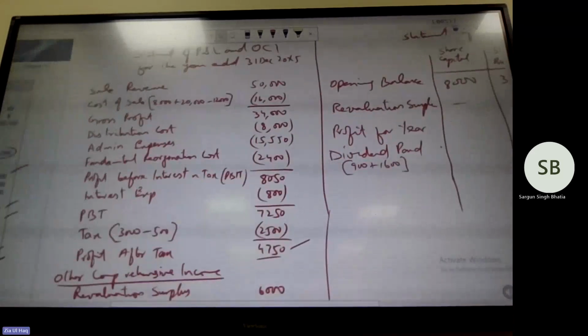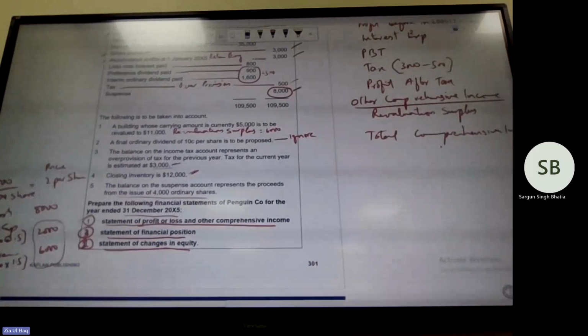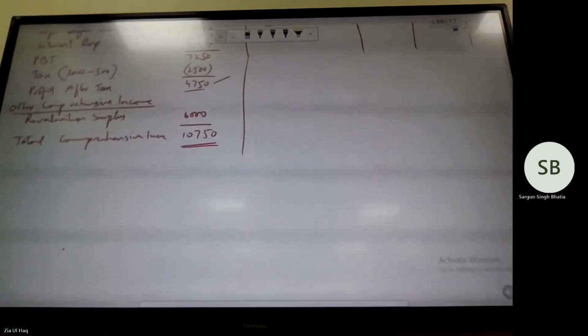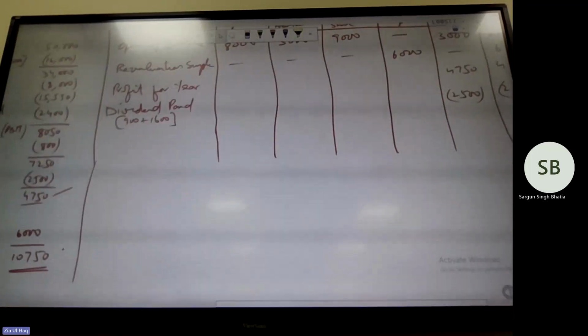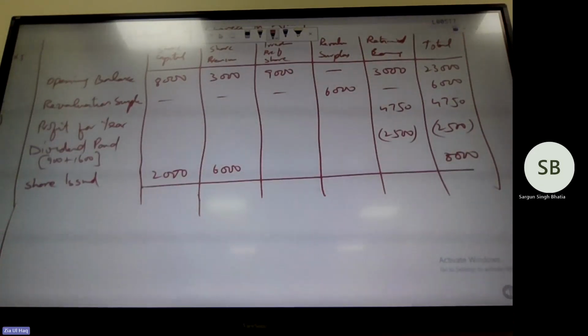And then there was a share issue relating to this 8,000 suspense account, and we have calculated share capital 2,000 and share premium 6,000. So we will say share issue, and 2,000 will come here, and share premium 6,000 will come here, total 8,000. And now we will arrive at the closing balance of all these.